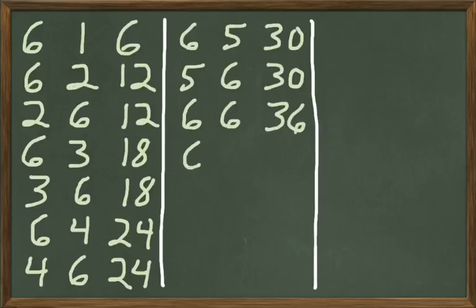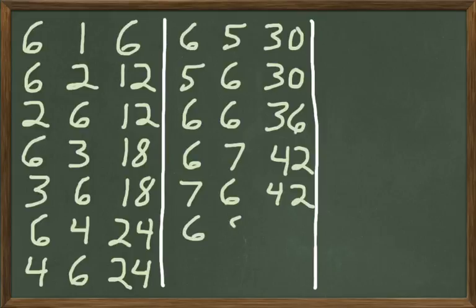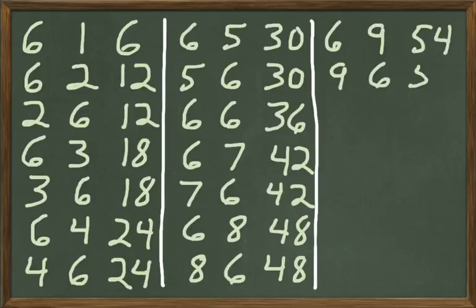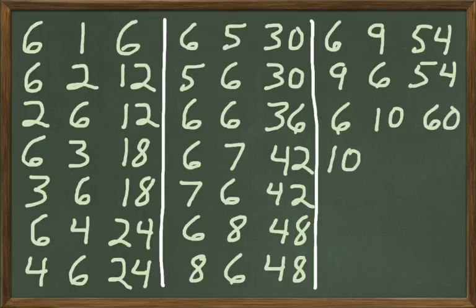How about 6 times 7? 6 times 7 is 42. And 7 times 6 would also be 42. How about 6 times 8? 6 times 8 is 48. And 8 times 6, also 48. How about 6 times 9? 6 times 9 is 54, and 9 times 6 is 54. How about 6 times 10? 6 times 10 is 60, and 10 times 6 is also 60.